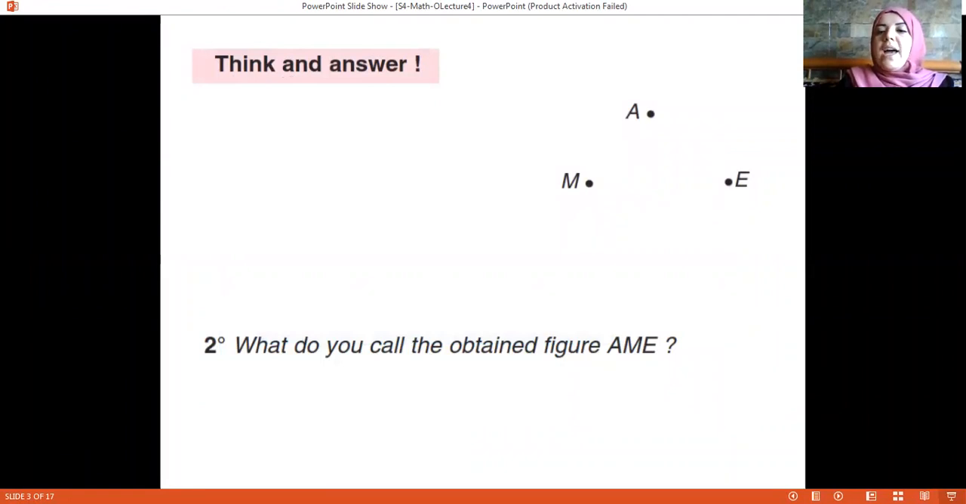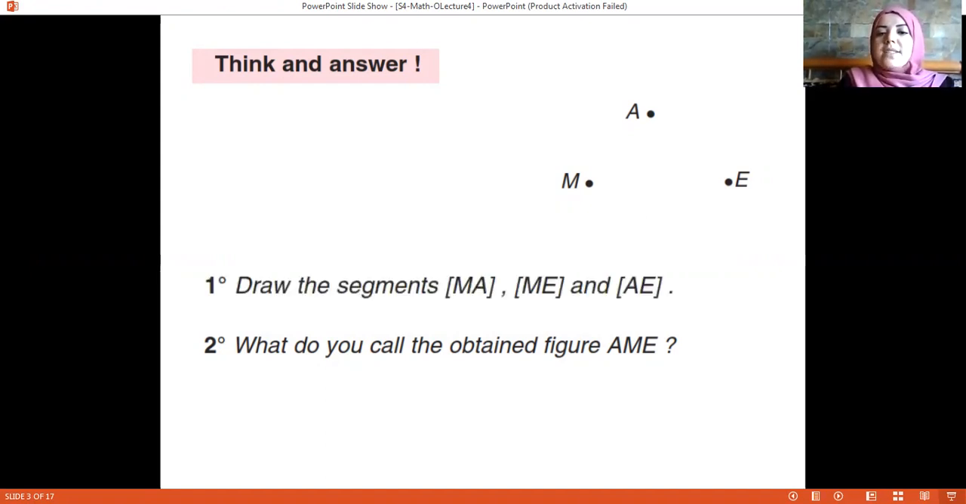If you can see, we have three non-collinear points, A, M, and E. Going back to the word collinear, collinear means they form a straight line, but as you can see, the points A, M, E are non-collinear, so they don't form a straight line. The first question is to draw the segments MA, ME, and AE. So I'm going to join AM, ME, and AE. Now, what do you call the obtained figure AME? We call it a triangle.